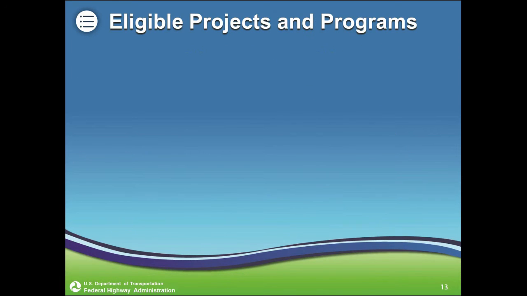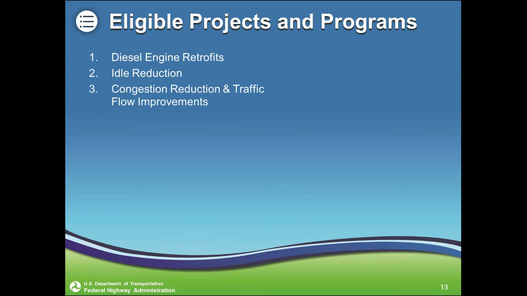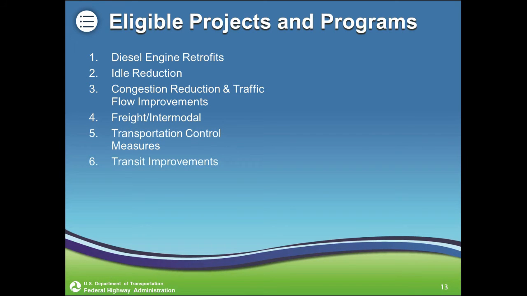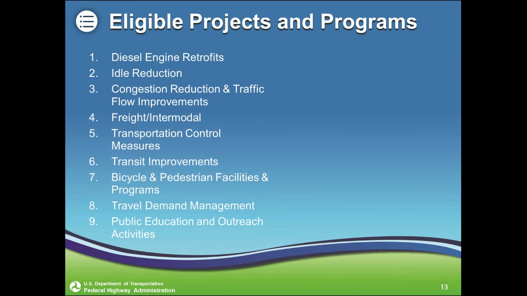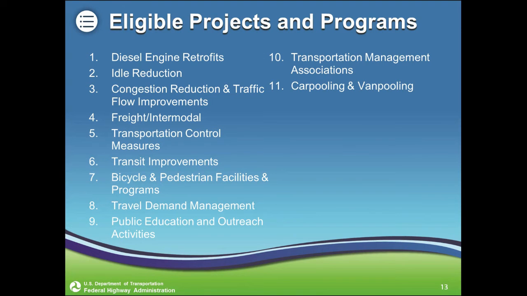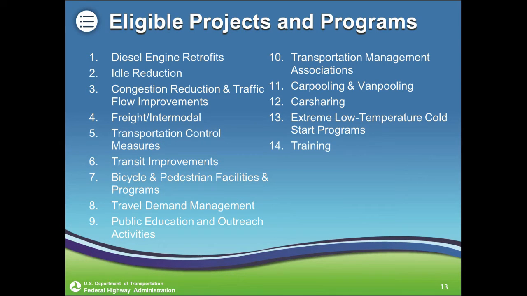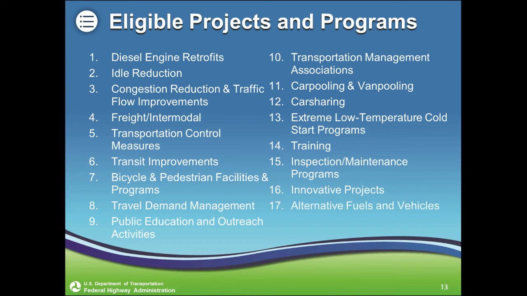The 17 categories of eligible project and program categories for CMAQ projects are diesel engine retrofits, idle reduction, congestion reduction and traffic flow improvements, freight or intermodal, transportation control measures, transit improvements, bicycle and pedestrian facilities and programs, travel demand management, public education and outreach activities, transportation management associations, carpooling and vanpooling, car sharing, extreme low temperature cold start programs, training, inspection and maintenance programs, innovative projects, and alternative fuels and vehicles.